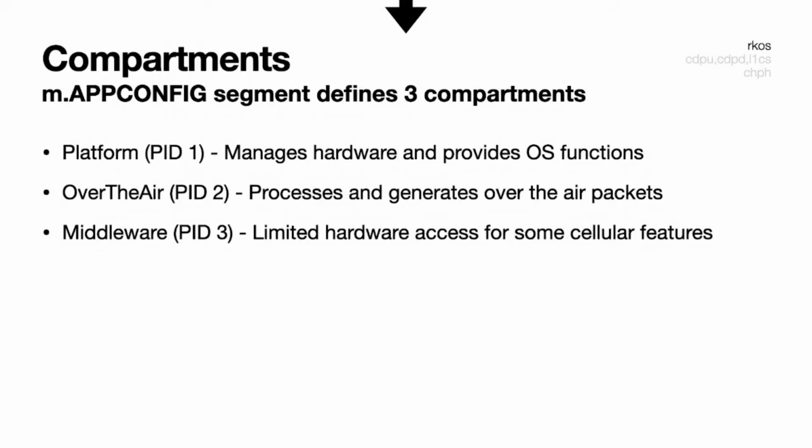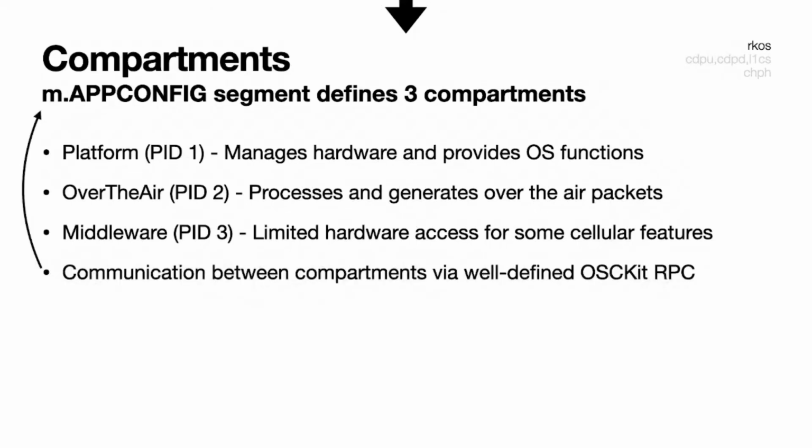There's the platform compartment with the PID 1. It has broad hardware access and also provides the basic OS functions like threads, queues, and so on. Then we got the over-the-air compartment with the PID 2. It receives and also answers packets that it receives over the cellular network, so basically untrusted data. It has only very limited hardware access, and for some to access the speakers and the microphone, so we assume that's why there's a middleware compartment that only has limited hardware access but still processes untrusted data.